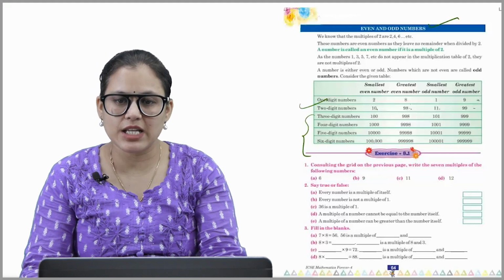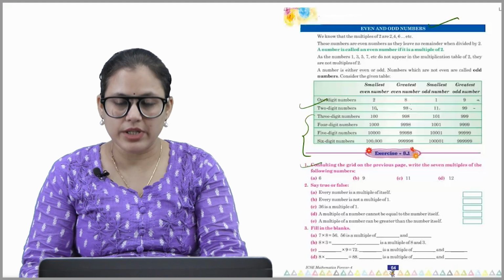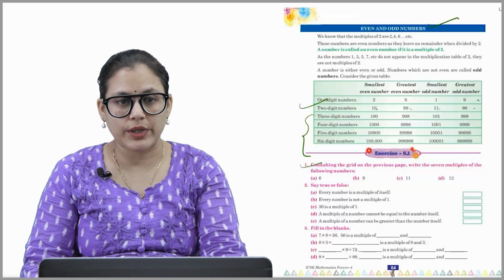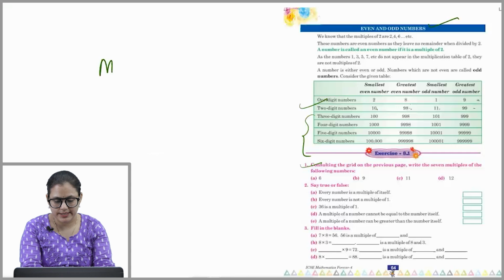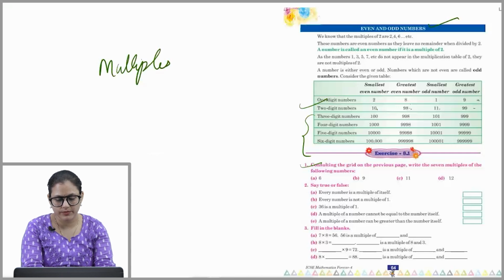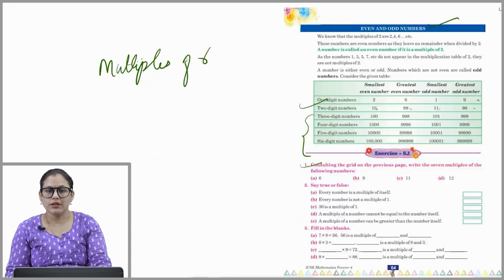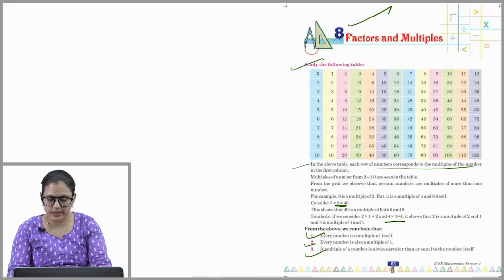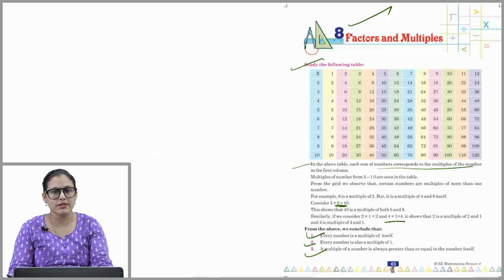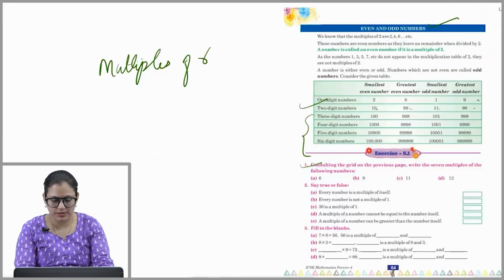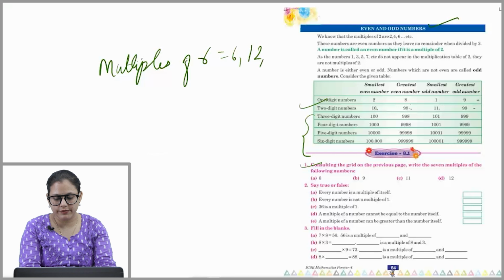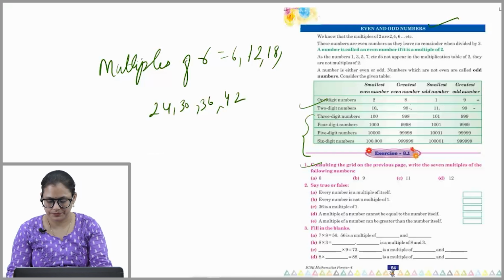Exercise 8.1. Consulting the grid on the previous page, write the 7 multiples of the following numbers. You have to write the multiples of 6 and you have to consult the grid on the previous page, which is this. Now you can see the multiples of 6: 6, 12, 18, 24, 30, 36. So write down the multiples of 6: 6, 12, 18, 24, 30, 36 and 42. 1, 2, 3, 4, 5, 6, 7. These are the 7 multiples.